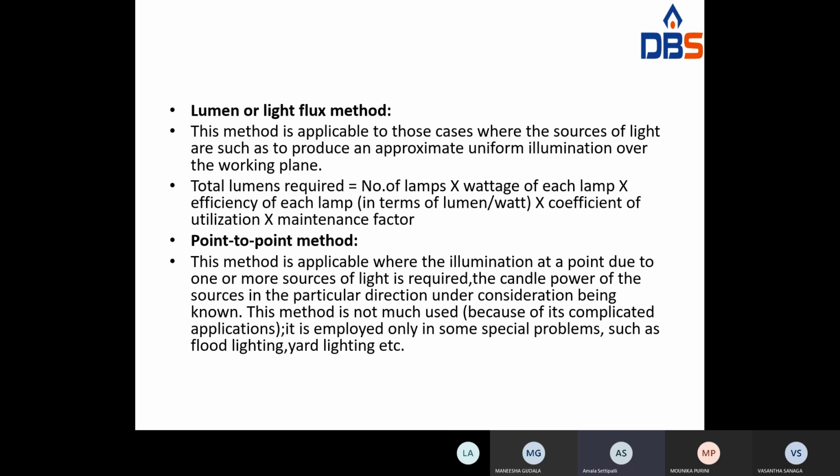This method is not much used because it has complicated applications. It is employed in some special problems such as flood lighting, ad lighting, etc. Flood lighting is the lighting used in stadiums and auditoriums. Ad lighting means lighting for some large space; for example, in a market yard, the lighting used in such an area is called ad lighting. In these places, to find the lighting or illumination, you go for the point to point method.